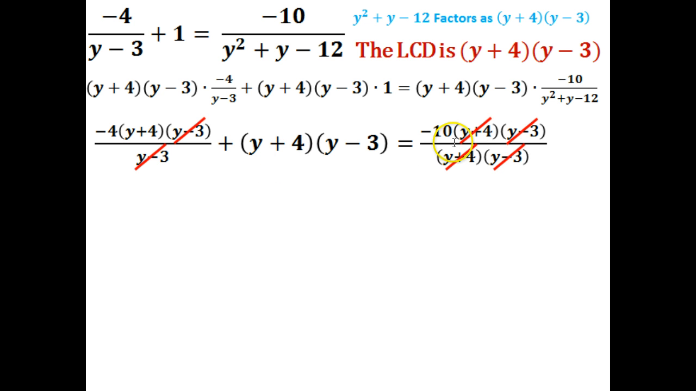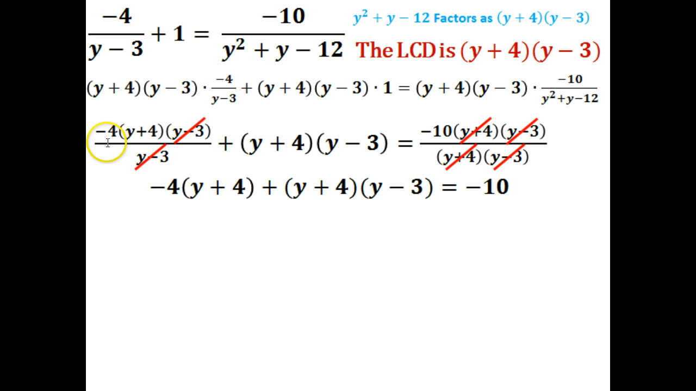And then over here it looks like the only thing I'm left with is a negative 10. So let's write that all down here. Again, my negative 4 times y plus 4 came from right here. That's what was left. Here I didn't cross off anything, so that's where my information came from. And then on my right-hand side over here, I crossed off everything except for my negative 10.